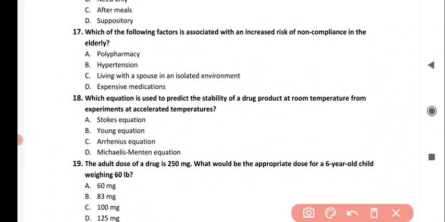The next question is, which of the following factors is associated with an increased risk of non-compliance in the elderly? So we have to find among these the factor which is associated with the increased risk of non-compliance in elderly patients or the elderly population. So the factor is polypharmacy. If I talk about what polypharmacy is, polypharmacy simply refers to using 5 or more medications based on a review of current data.